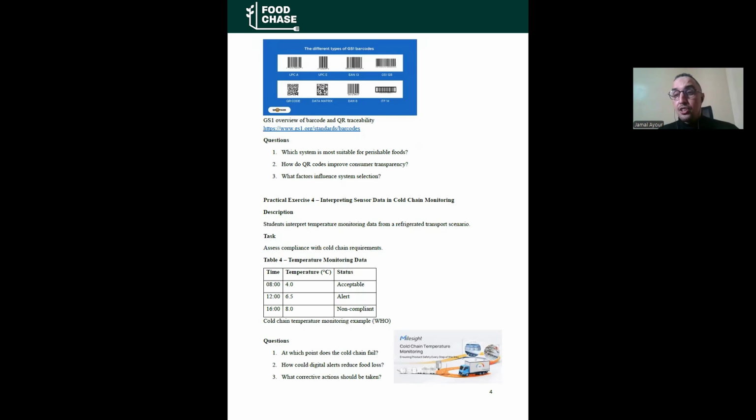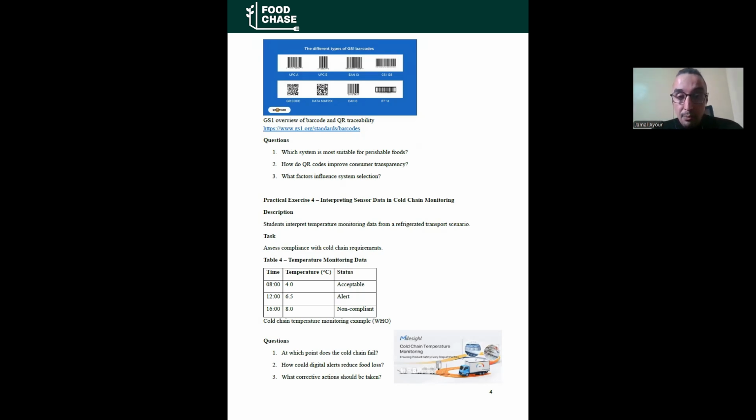And that is all for exercise number 3. Let's move to exercise number 4: interpreting sensor data and cold chain monitoring. That is section number 4 in the course, to analyze data and give answer solutions for some problematic.